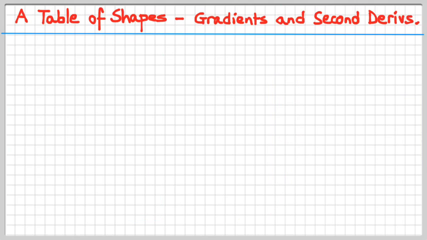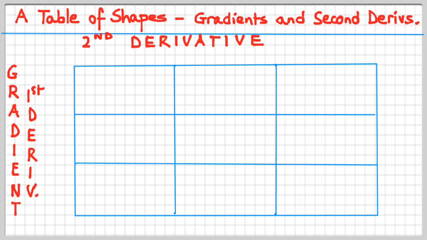Now I think we're up to the very last screen now, a table of shapes. Yes, this is gradients and second derivatives. This was a very long session, but it's a very useful and very interesting session. A table of shapes, gradients and second derivatives, the relationship. Now, okay, down here we've got the gradient or the first derivative. I'm just looking at shapes, right? And along here we're going to use second derivatives.